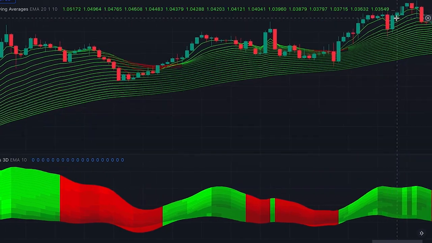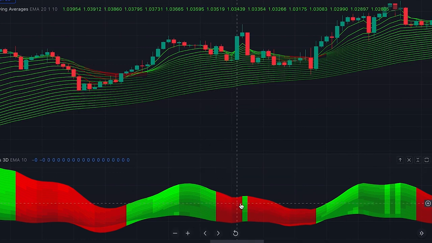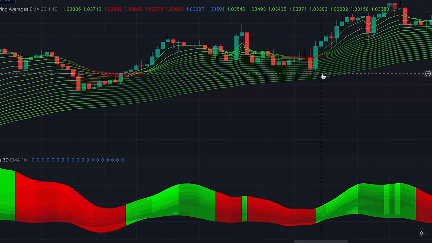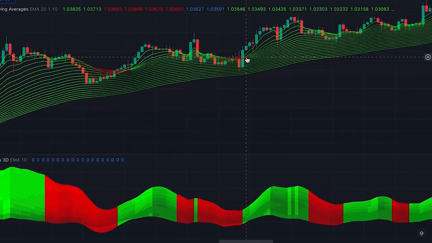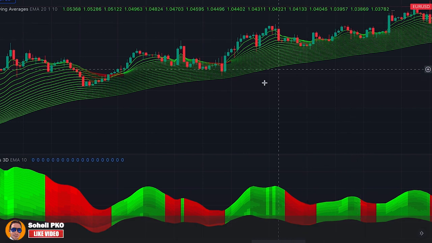Please pay attention that we are dealing with probabilities. For example, here after this red area, it turned to green color, signaling us that the price is gonna advance, but the price declined more. And after that, at this point, actually the pullback ended and the price truly advanced, as you can see. So always remember that you shouldn't trade only based on this indicator, and other indicators and tools must also confirm your trading decisions.